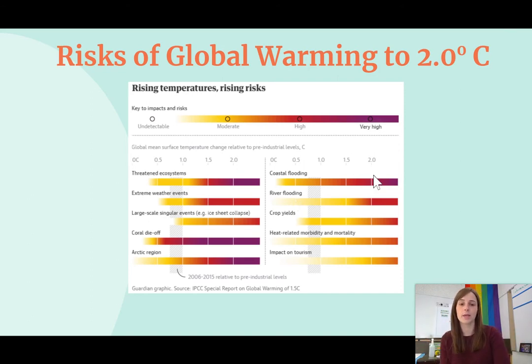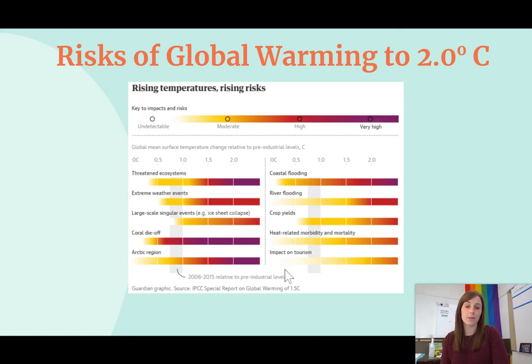And so all of these are kind of showing you what is the level of risk of this happening. And clearly as we get to 2, all of these are at high to very high risks. Some of these even start happening with not even just a half of a degree Celsius, we already get increased risks of all of these things happening, especially things like coral die-off. This has a much lower threshold.